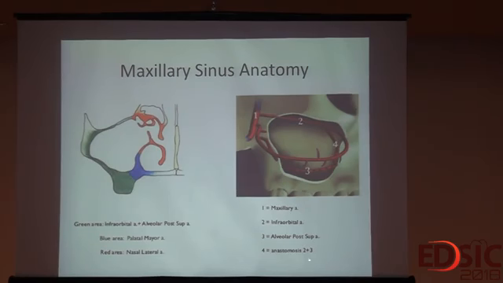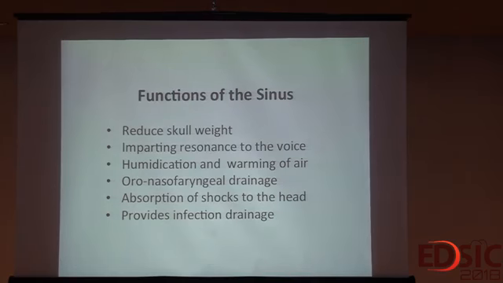The blood supply of the maxillary sinus comes from the maxillary artery, the infraorbital artery, and the posterior superior alveolar artery, with anastomoses. The innervation includes the infraorbital nerve, the anterior, middle, and posterior superior alveolar nerves, and the greater palatine nerve. When we look at the functions of the sinus: reducing skull weight, imparting resonance to the voice, warming and humidifying inspired air, absorption of shocks to the head, and providing infection drainage.